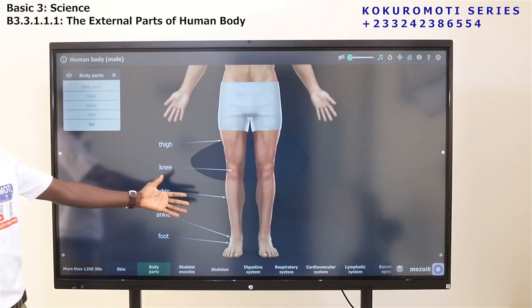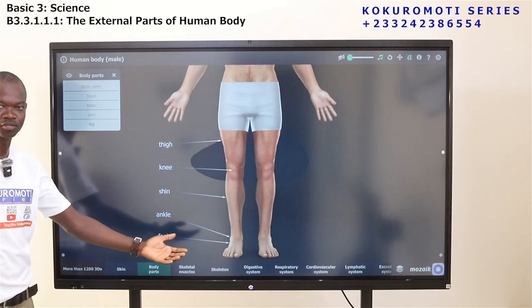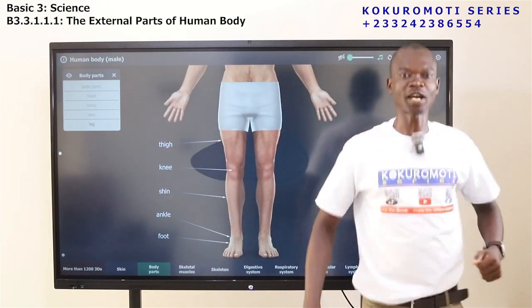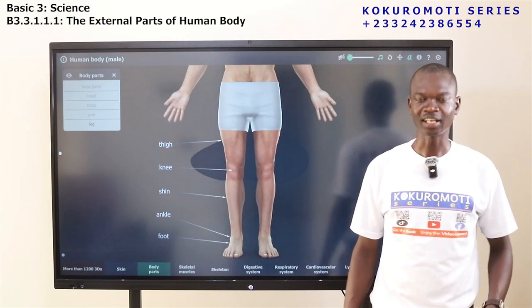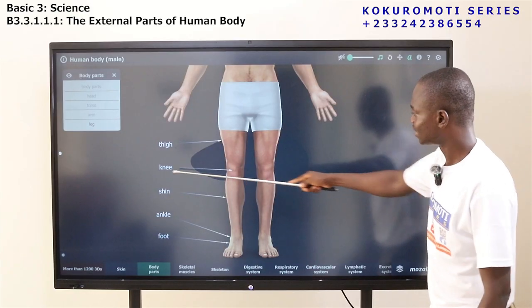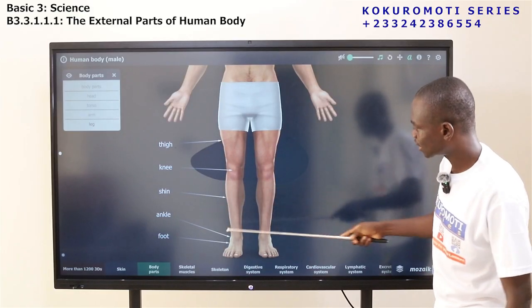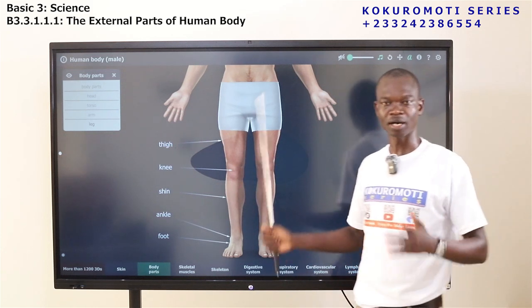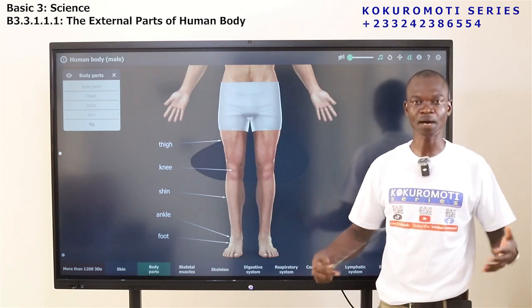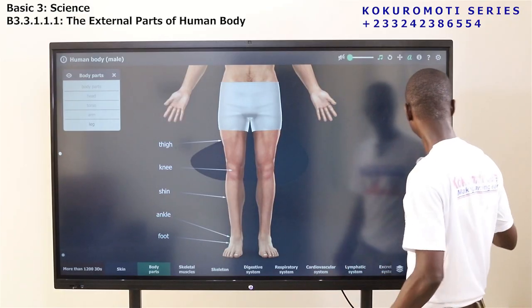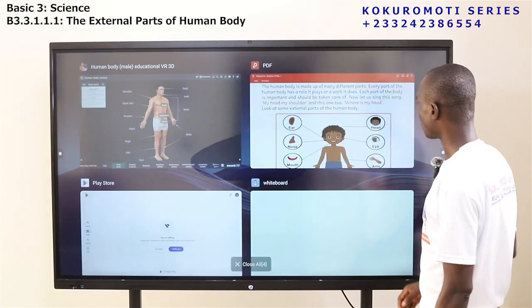This is the leg. What do you use the leg for? You use the leg for walking, for running, for jumping. You get it? Very good. So the legs also have the thighs, the knees, the shin, the ankle, the foot. So these are the parts of the human body that we see, the external parts of the human body that we see. Now let's go back to our textbook.